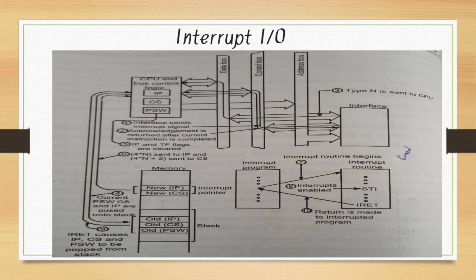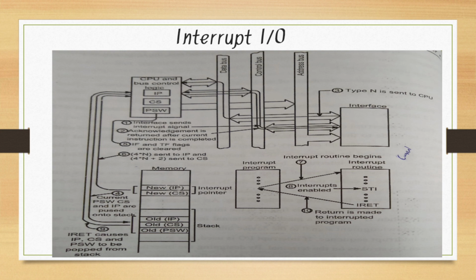Interrupt I/O programming is where normally the hardware interrupts the 8086. Here the 8086 has an instruction pointer, code segment and program status word. Then the interface is given. This interface is nothing but any other I/O device. First the I/O devices are interfaced to the CPU. First it sends the interrupt signal to the CPU. Then the CPU's acknowledgement is given after the current instruction is completed. So once the current instruction is completed, it gives the acknowledgement to the interface.